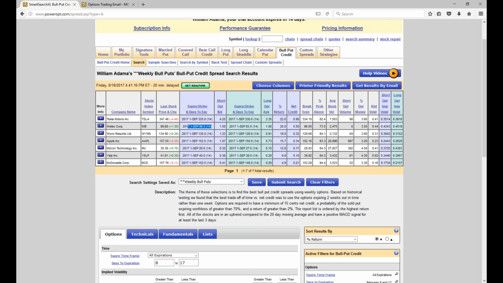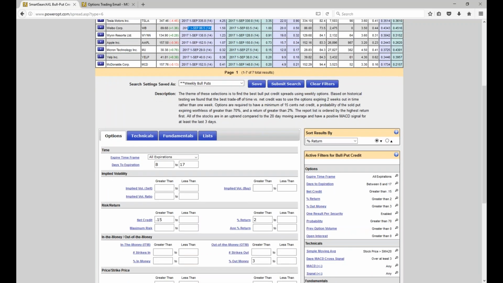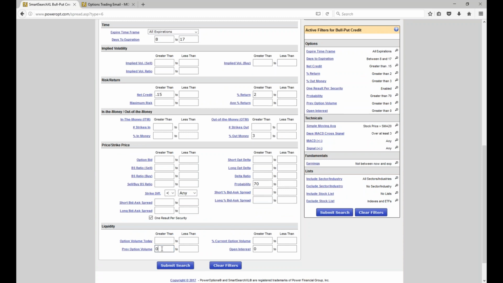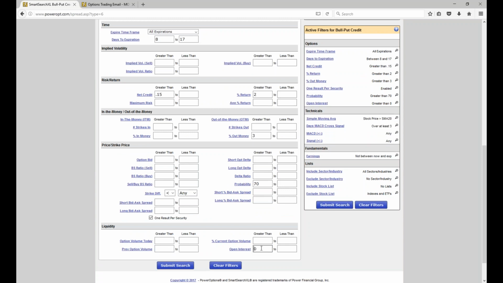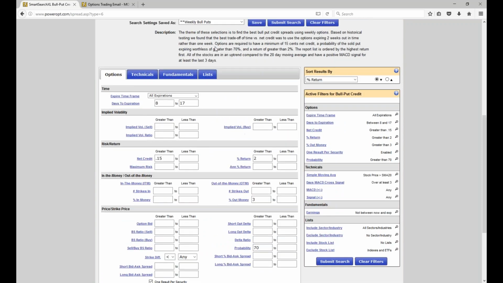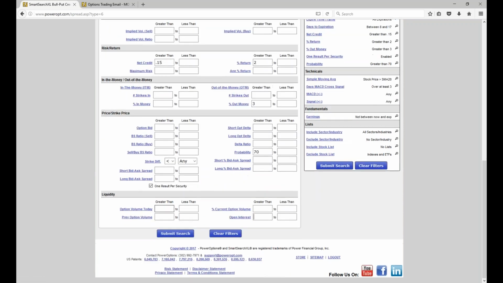It's very interesting. Okay, but typically, Yatish, what I'll do in my search is I have a minimum requirement. This is a default search. This isn't mine, okay? We're on the webinars page. We're looking at weekly bull puts. But in general, what I'll do is I'll look for an option volume today of at least 5 times the number of contracts I'm planning on trading.